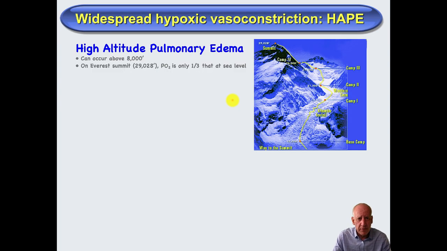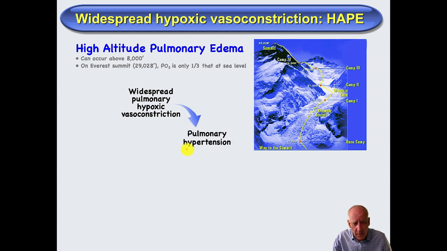What would happen if the entire lung were to become poorly ventilated? Suppose you attempted to climb Mount Everest. On the summit of Everest, at 29,000 feet, the oxygen tension is only 1/3 that at sea level. So every breath of air that you inspired at that altitude will have only 1/3 normal oxygen. This can cause widespread pulmonary hypoxic vasoconstriction, converting the pulmonary circulation from a low resistance to a high resistance circuit, resulting in pulmonary hypertension.